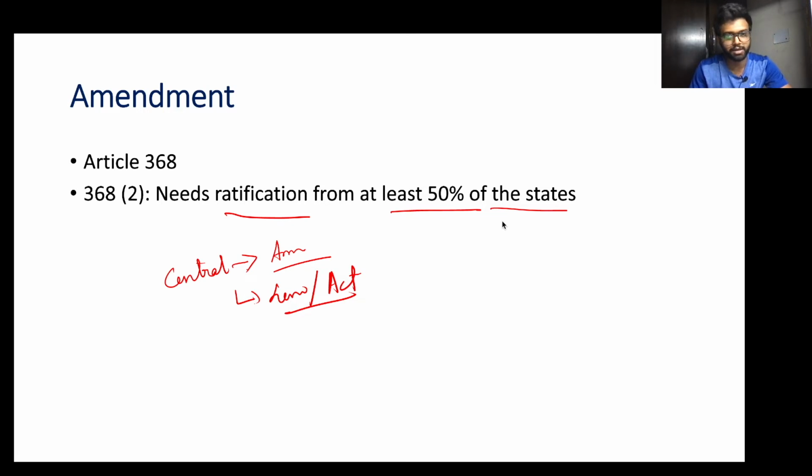If any amendment has been brought by the parliament and that is impacting the federal structure of the constitution, which is a basic structure doctrine, for that matter, the central government, meaning the parliament, needs ratification from at least 50% of the states, which has been stated under Article 368, Clause 2.